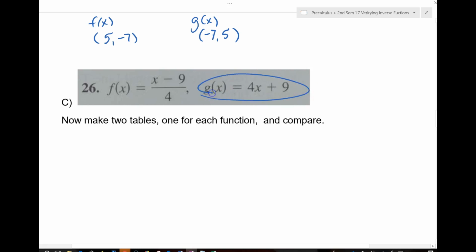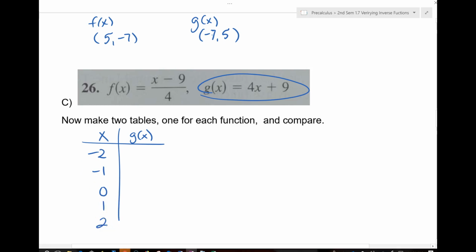Let's do that one in blue to make our lives easier. So really it's x, and what comes out is g of x. Really in our brains, what comes out is y, correct? But really that's what we're working on. Remember, g of x is 4x plus 9. So I'm going to pick just normal numbers that make life easy. How about negative 2, negative 1, 0, 1, and 2?